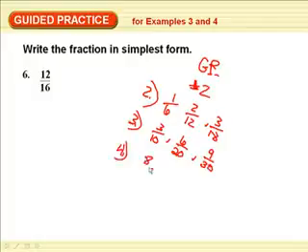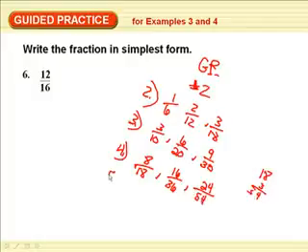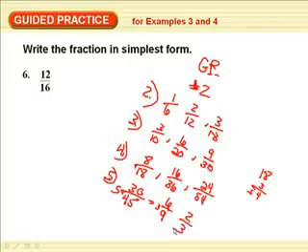Equivalent fractions. 8/18. Multiply the top by 2 and the bottom by 2. The top by 3 and the bottom by 3. I don't know what 18 times 3 is. 54. Okay, and number 5, 30/45. This time I think I'm going to go the other way. Let's divide them by 5. That would be 6/9. And we could divide that by 3. That would be 2/3. It would be easier to go backwards on that one.